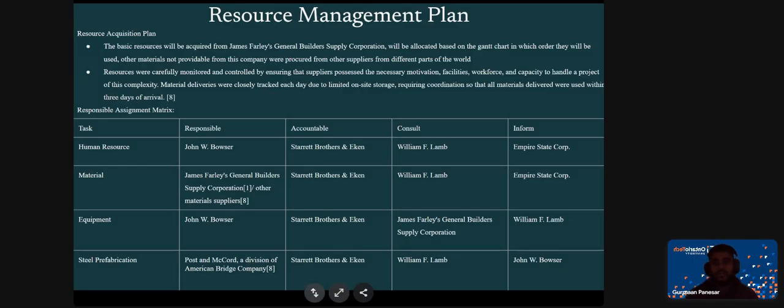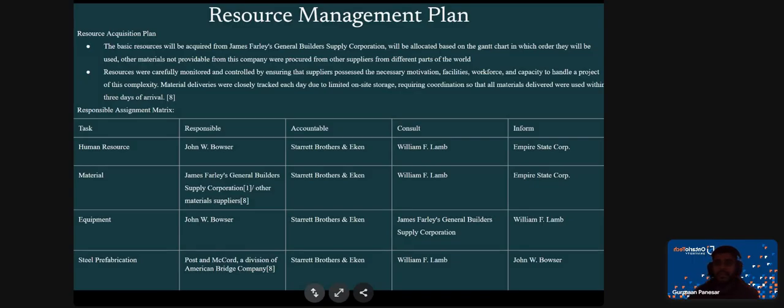Resources were carefully monitored and controlled by ensuring that suppliers possess the necessary motivation, facilities, workforce, and capability to handle the project with complexity. This was done early on so that no problems occurred during the project because of supplier issues and not being able to meet the demand.